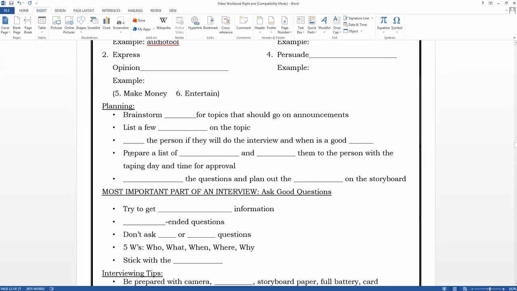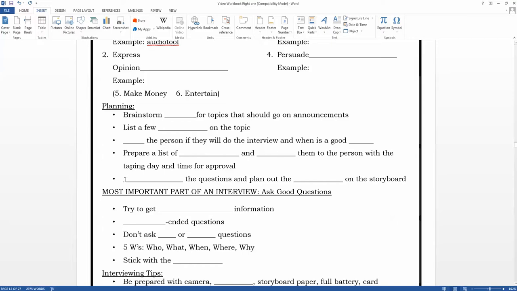All right, the next one, you want to prepare a list of questions and you want to email them. So email goes here. Again, if I'm going too fast, just pause it. So prepare a list of questions and email them to the person with the taping day and time for approval. So let them know if that's okay. You can also ask them if they have any other suggestions for questions, because if they're the expert on it, maybe you're totally missing a question that you should be asking. So you could ask them for approval, like, does this look good? Do you have any other ideas? So again, you're preparing a list of questions and emailing them.